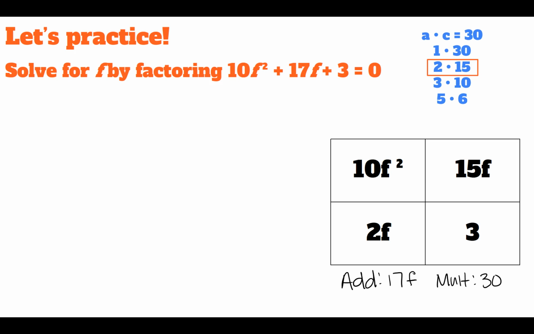What is the greatest common factor, meaning the biggest number I can divide out of 10f squared and 15f? 5. I can divide a 5. I can also divide what variable? The f, because they both have an f. So 5f will come out of each of those. What's the greatest common factor that I can divide out of 2f and 3? Just a 1. They have nothing in common besides the 1, right? So only a 1 gets to come out. So already I know one of my factors is 5f plus 1.